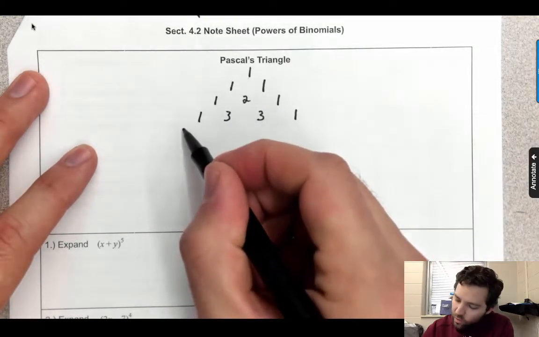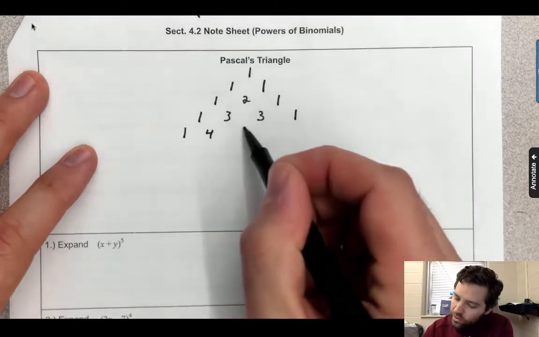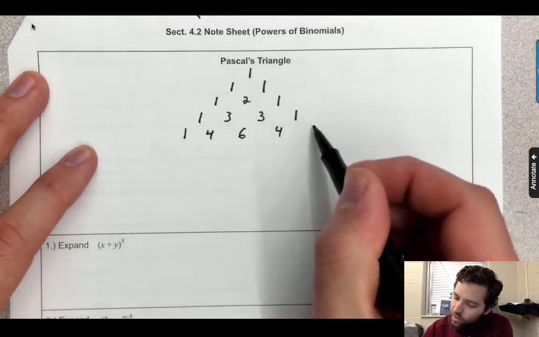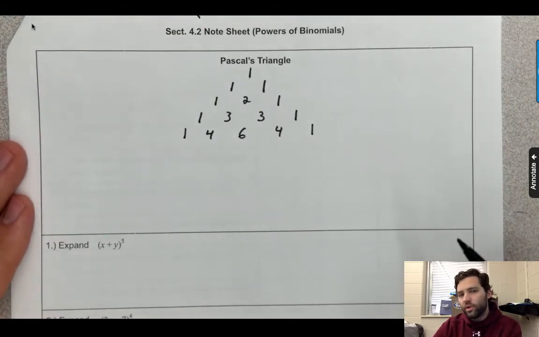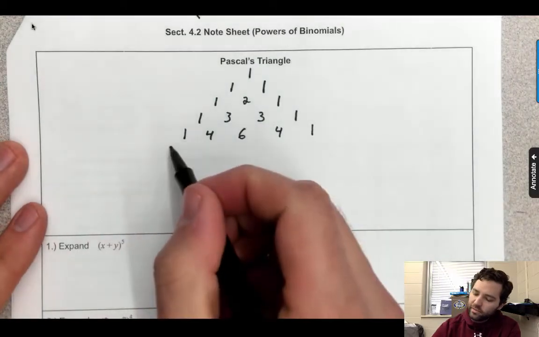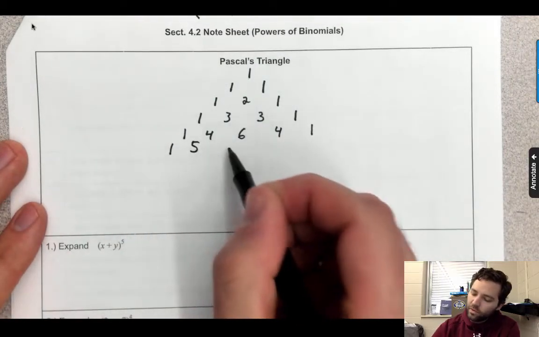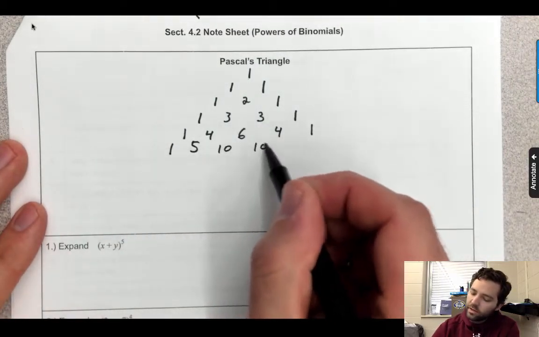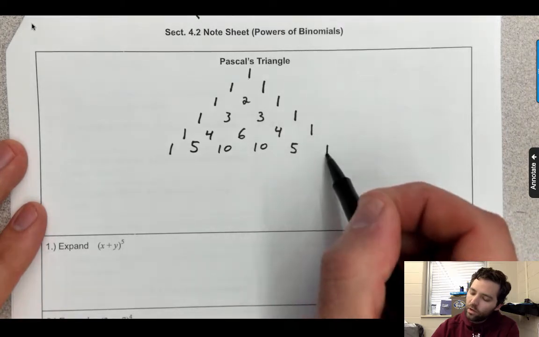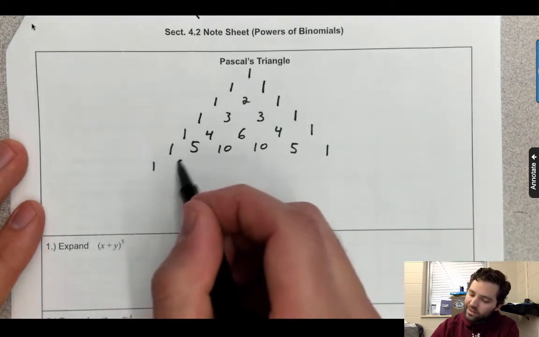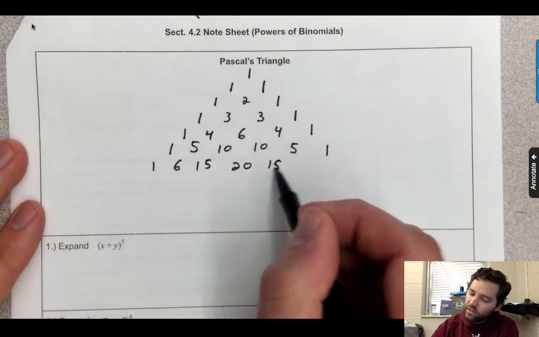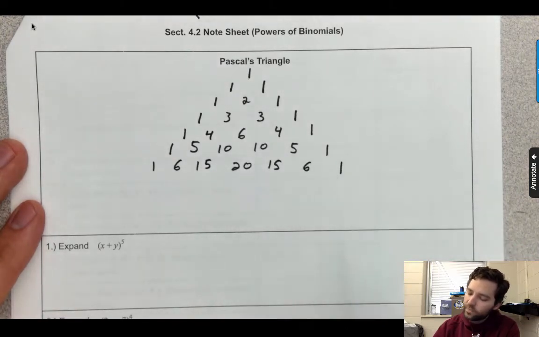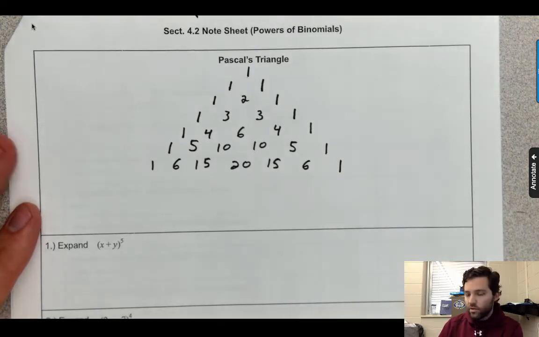The next row will be 1, 4, 6, 4, 1. And you should try and figure out, can you come up with the next row? Make a prediction and then play the video and see if you get it right. It's going to be 1, 5, 10, 10, 5, 1, and then 1, 6, 15, 20, 15, 6, 1. And so if you haven't figured out the pattern already, here's the pattern.